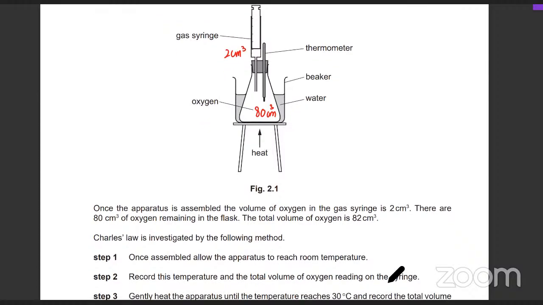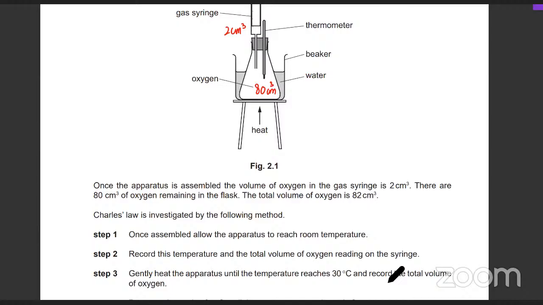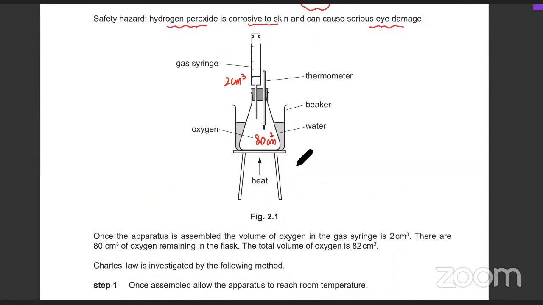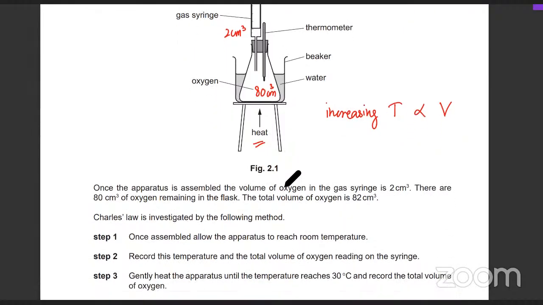Record this temperature and the total volume of oxygen reading on the syringe. Gently heat the apparatus until the temperature reaches 30 centigrade and record. So what he's doing is heating it and increasing the temperature, and he's trying to figure out how the volume will change. So the gas would probably expand and the syringe will get pushed upwards, right? It's going to have a larger volume because of the greater expansion.